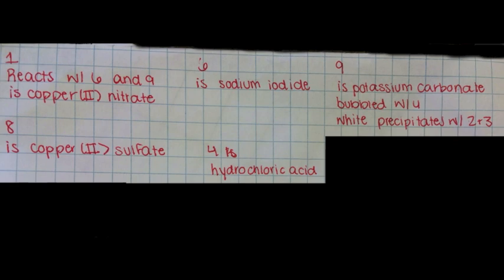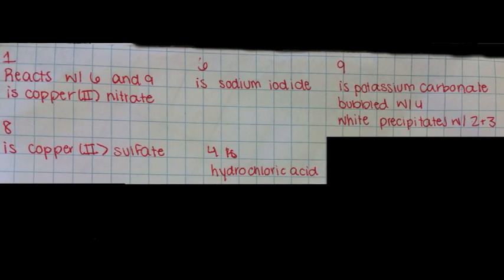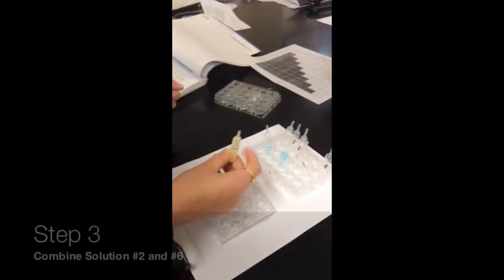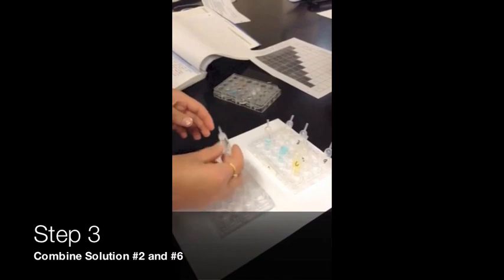We knew that 2 and 3 had to be barium chloride and lead(II) nitrate. Therefore, we chose solution 2 and mixed it with solution 6, sodium iodide. Since there was no reaction, we knew that solution 2 was barium chloride and solution 3 was lead(II) nitrate.